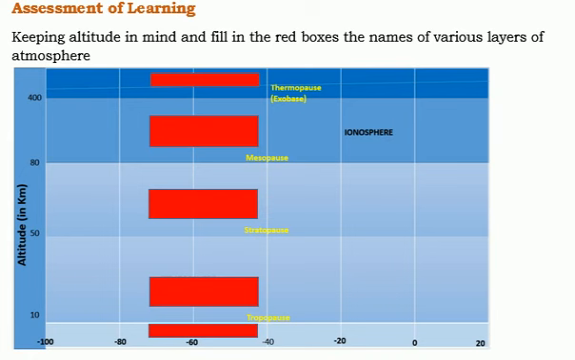After completion of the learning outcome at the end, assessment of learning can be like this: keeping altitude in mind, fill in the red boxes the names of various layers of the atmosphere. Here we have given 1, 2, 3, 4, 5, 5 red boxes, and the students have to fill in the names of the 5 layers of atmosphere in these boxes, and they have to keep in view the altitude which is given on this vertical line.